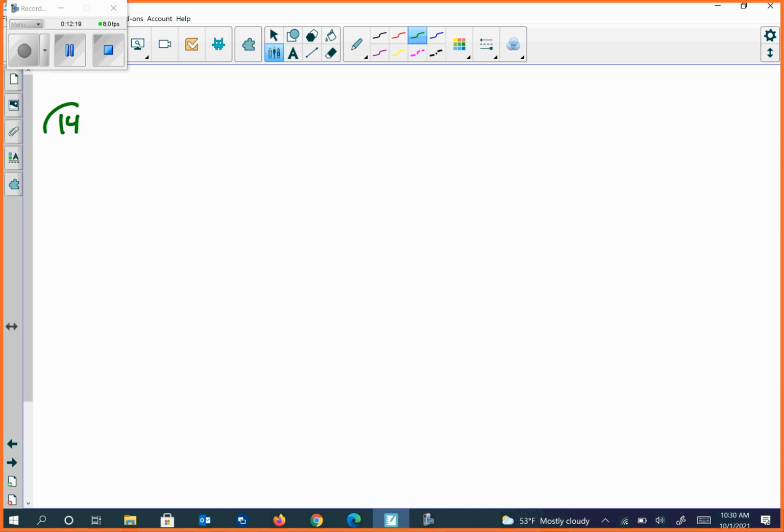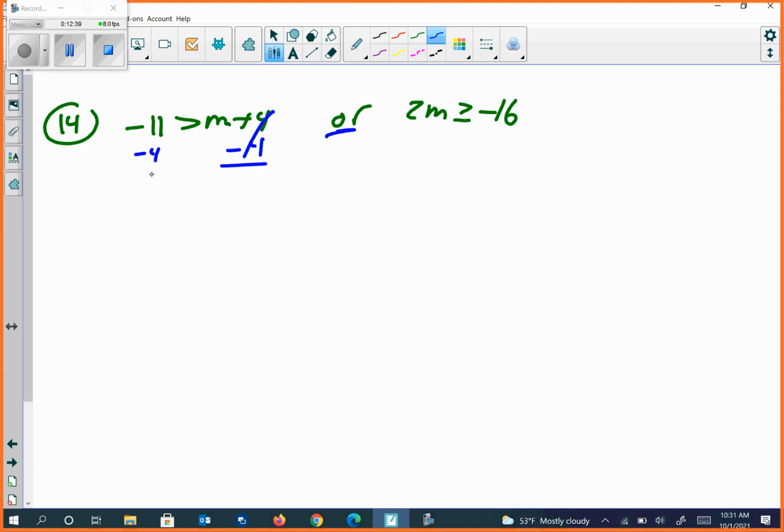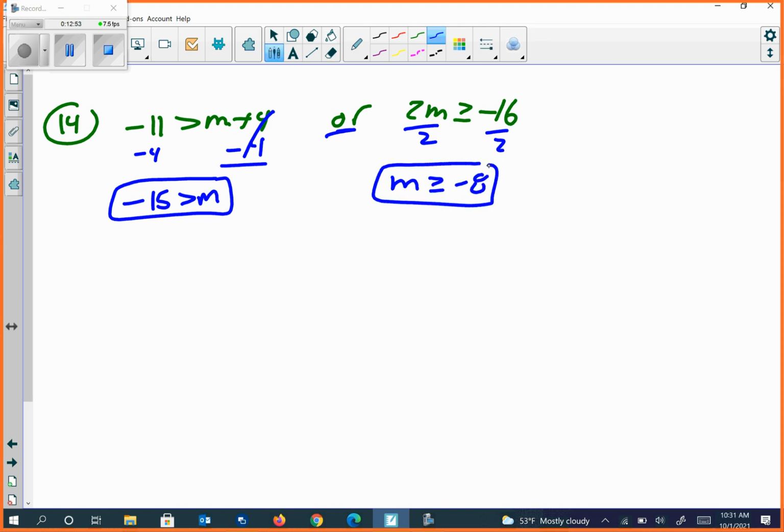Number 14. If -11 is greater than m plus 4, or 2m is greater than or equal to -16. It's an or problem because the word or is there. So let's solve each. So I'm going to subtract 4. Those cancel. -11 subtract 4, I believe, is -15. So there's that problem. Then divide each side by 2. So we get to that. Okay? Again, don't put them back together because it's an or problem.